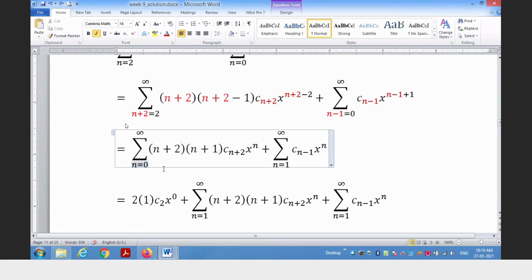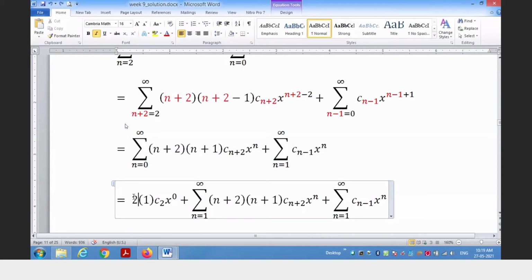So in order to make this index equal to this, first we substitute n equal to 0 here. We have 0 plus 2, that means 2, and then 0 plus 1 is 1. So 0 plus 2 we get 2 there, and 0 plus 1 we have 1. Then replace this n with 0: we have 0 plus 2, so c_2, and x to the power of 0.